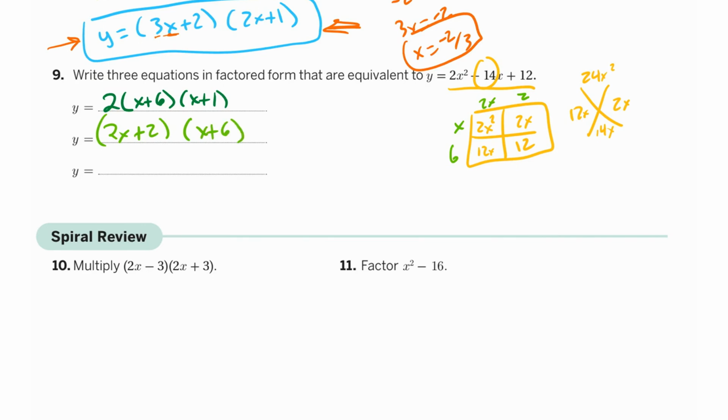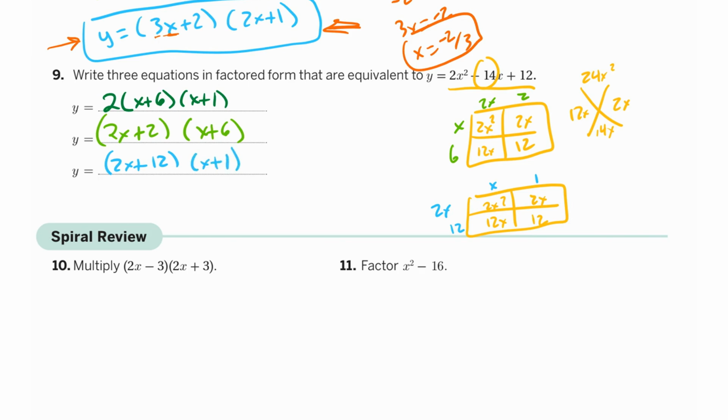Whereas, let's say I took the exact same box. I'm just going to repeat this box here. Same box, 2x squared, 12x, 2x, 12. But I put this 2x over here. Then this here has to be 12. This has to be 1. And I get instead 2x plus 12 and x plus 1, which also works.